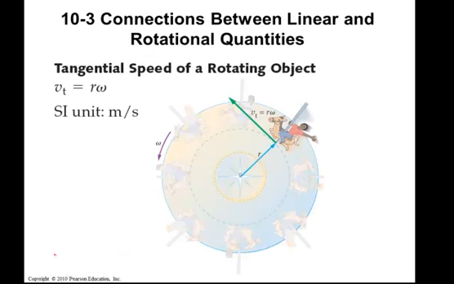Now the tangential speed of a rotating object is going to be equal to my radius, which was how far I'm out, times my angular speed. And those units would be meters per second. So I can use this to go back and forth between tangential speed or linear speed and angular speed. And that's going to be used in 10.32 and 10.48. You're both doing some conversions.